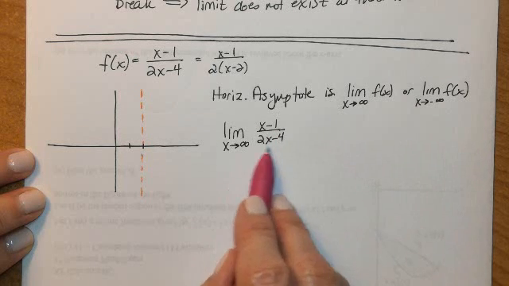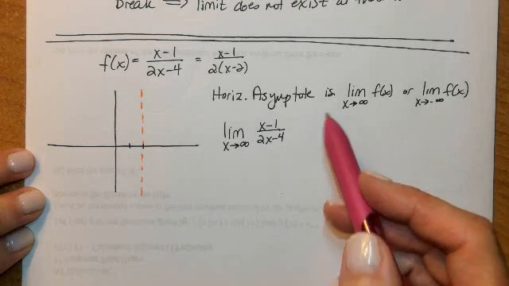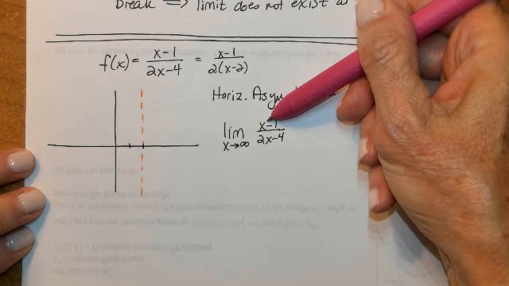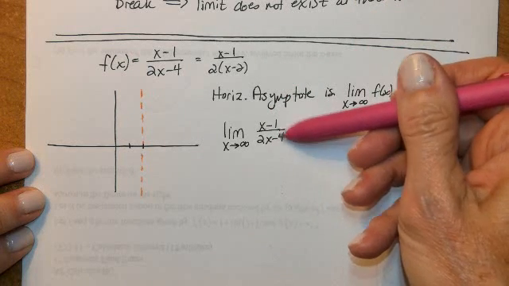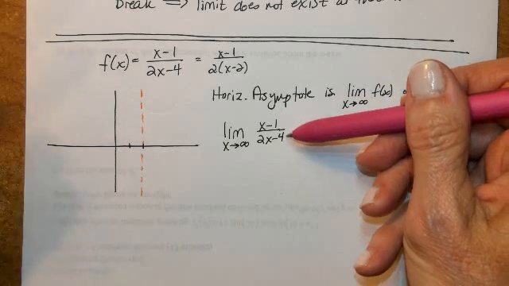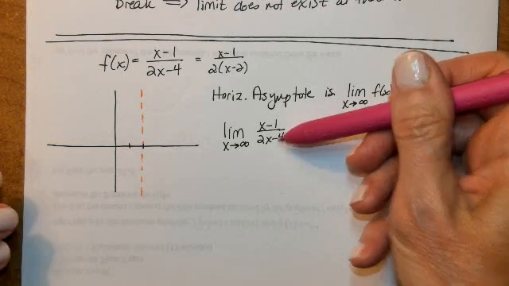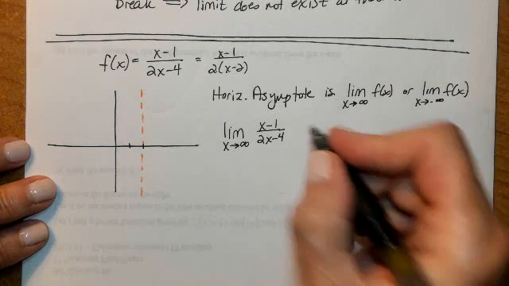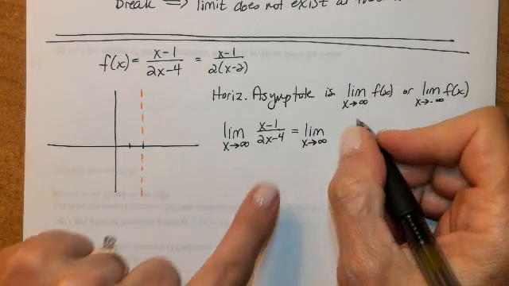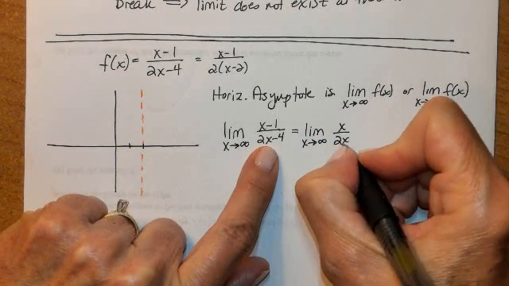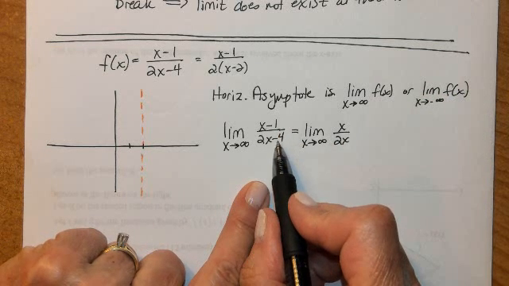In fact, when you have a rational function like this, you only need to consider the highest degreed term on top and the highest degreed term on the bottom. Everything else is negligible. I should say this, if you have a polynomial over a polynomial, we can do that. Okay, so this is equal to the limit as x goes to infinity of x over 2x, because we can totally disregard the minus 1 on top and the minus 4 on the bottom.